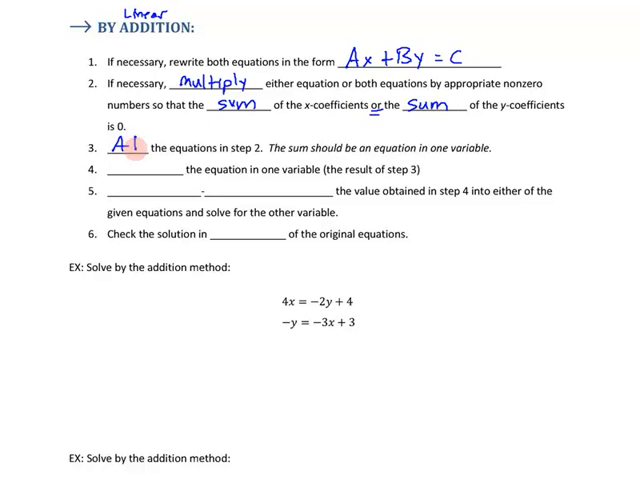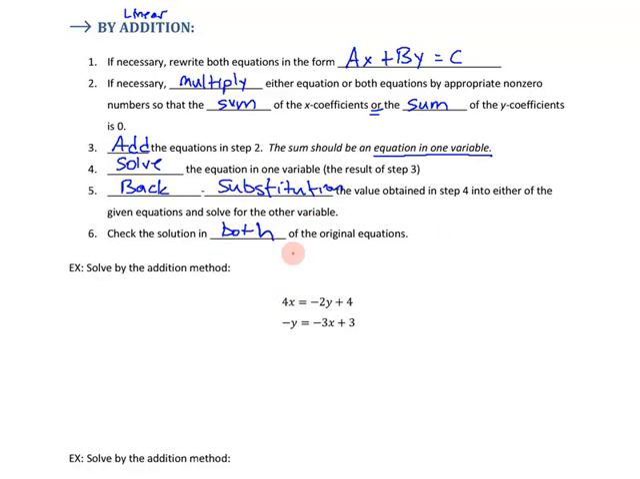Once you do that, you add the equations in step 2, and the result, just as we saw in substitution, will be an equation of one variable. Okay, once you get that one equation in one variable, you solve it, and then just like we did before, we use back substitution in either of the original equations to solve for the other variable. Okay, then we check the solution in both of the original equations just to check. Okay, so let's look at this example.